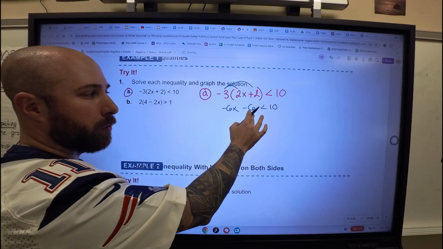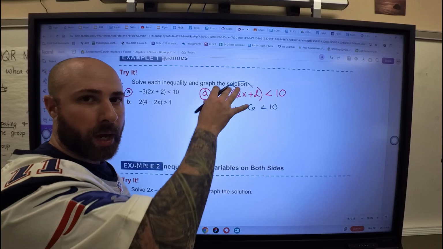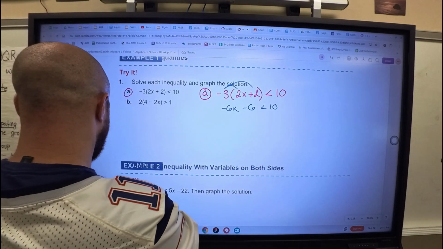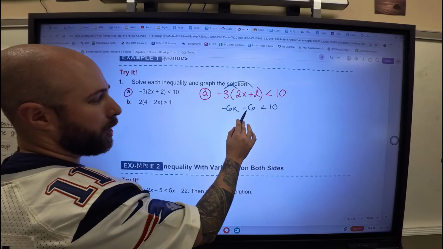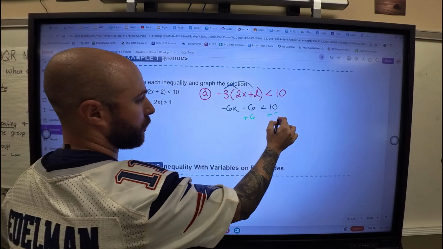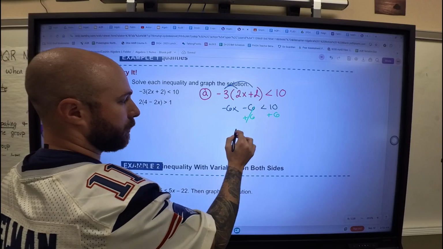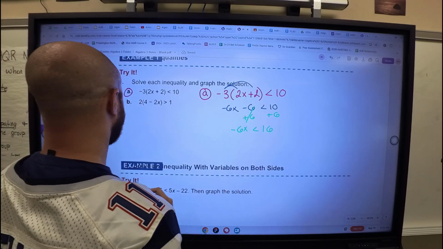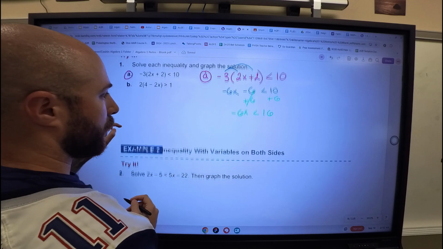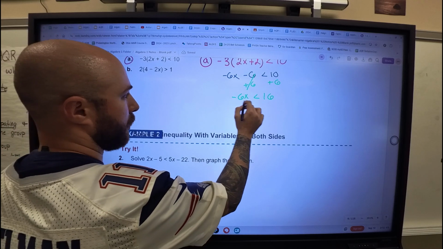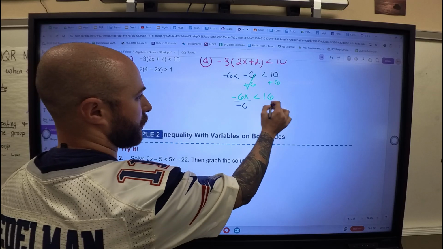Please make sure that you are writing the inequality symbols as you're going to each step. It's going to be very important. So now let's go on to our next step. Let's move our constant term over. So let's add our 6. Gives us a negative 6x is less than 16. And then our last step is going to be to divide by a negative 6.